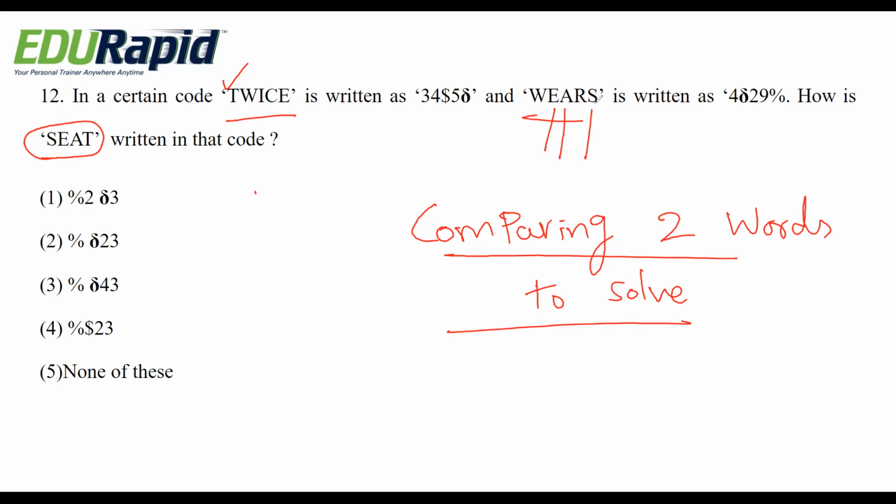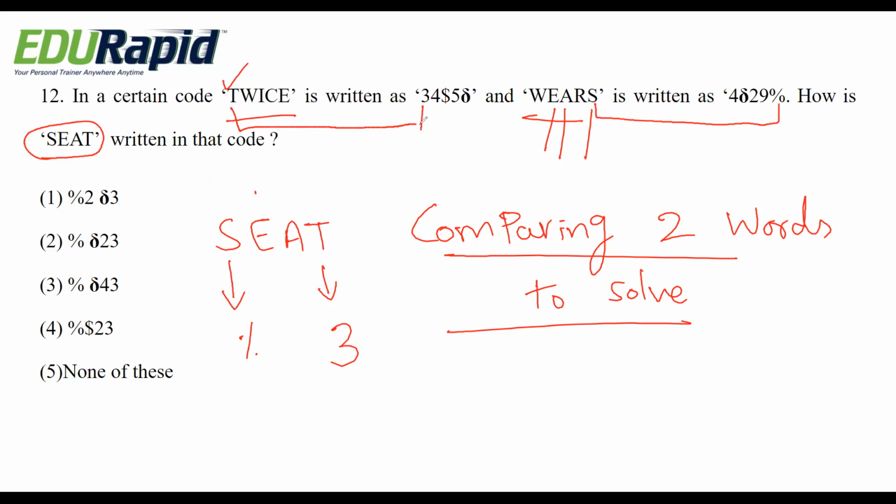For S, it is percentage, and for T, it is 3. Use the concept I told you, the first and last letters. For S, it is percentage, and for T, it is 3. Here for T, it is 3, and for E, here it is E. For the last term twice. For E, it is delta, and let me check here. For the second term E, here also the second one is delta.